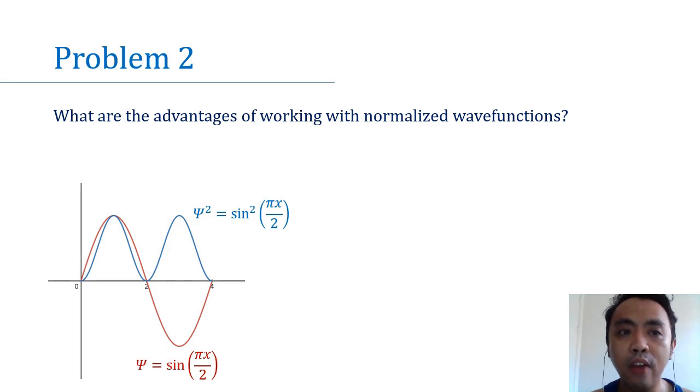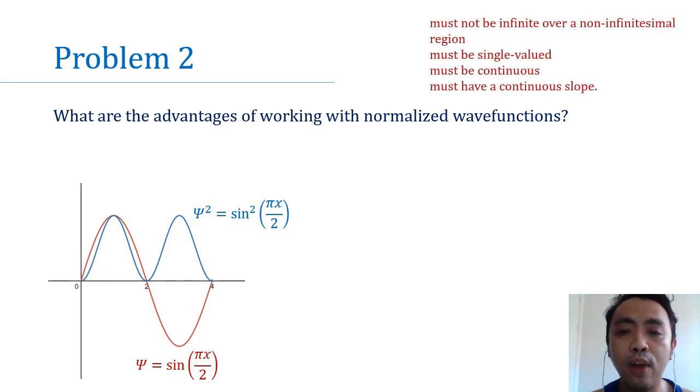By looking at the graph, we see that psi satisfies the requirements for a wave function, namely that it must not be infinite over a non-infinitesimal region, it must be single-valued, it must be continuous, and it must have a continuous slope.